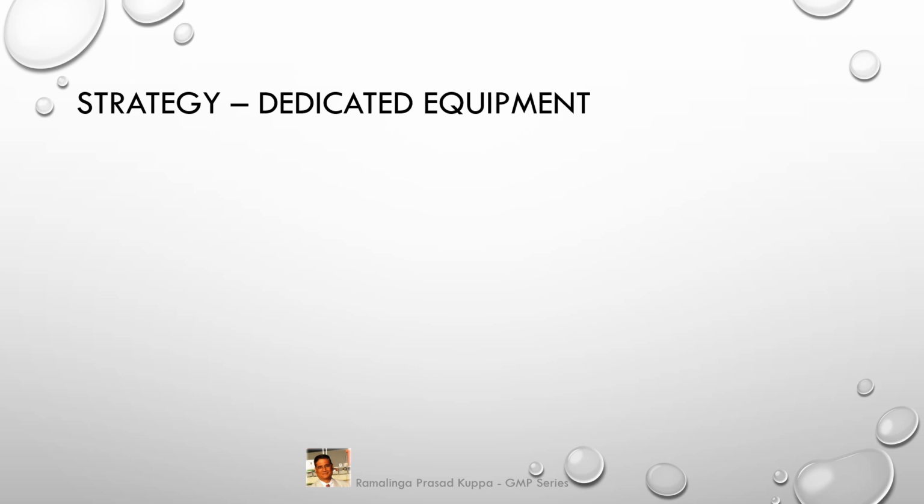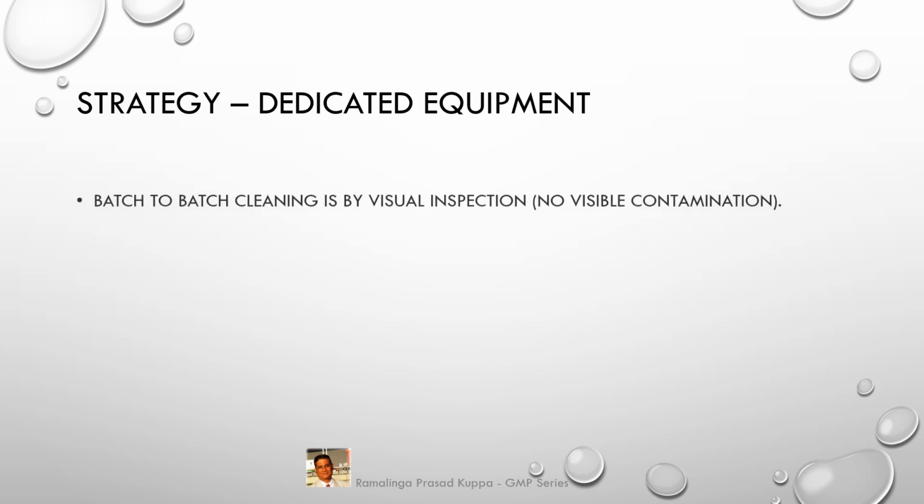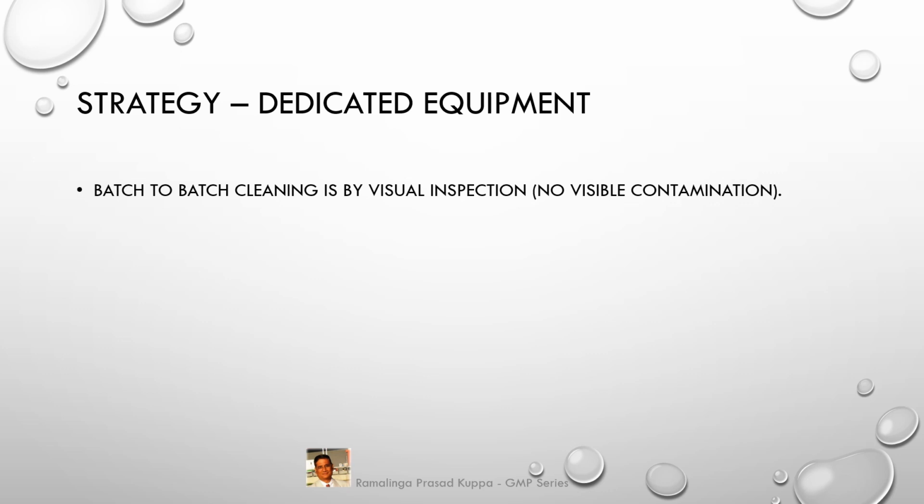Let us see the strategy for dedicated equipment. Batch to batch cleaning is by visual inspection, no visible contamination. This is only physical removal or de-dusting of equipment free from previous batch. As explained above, it is necessary to have proper lighting to check the physical cleanliness of the equipment.